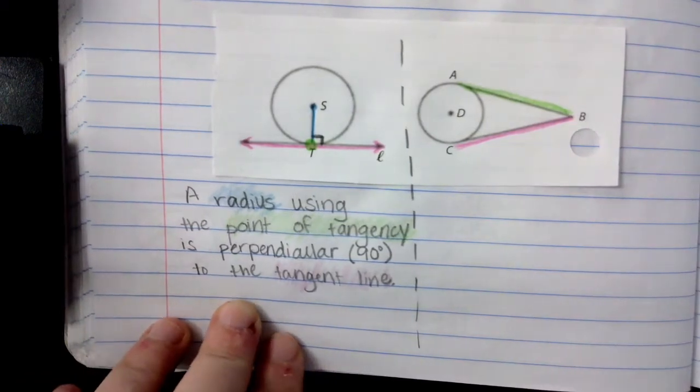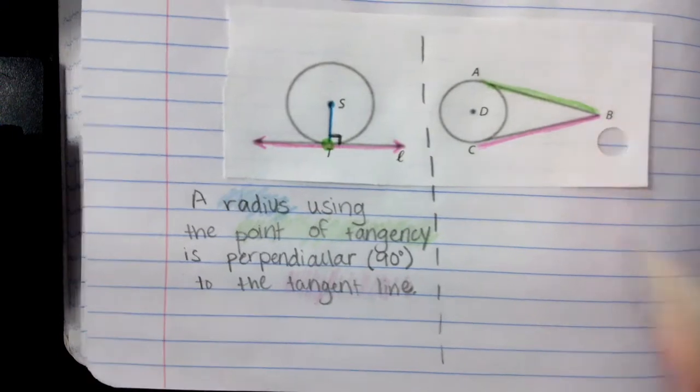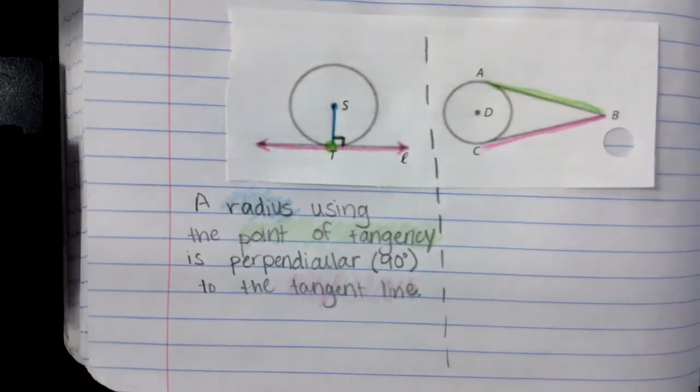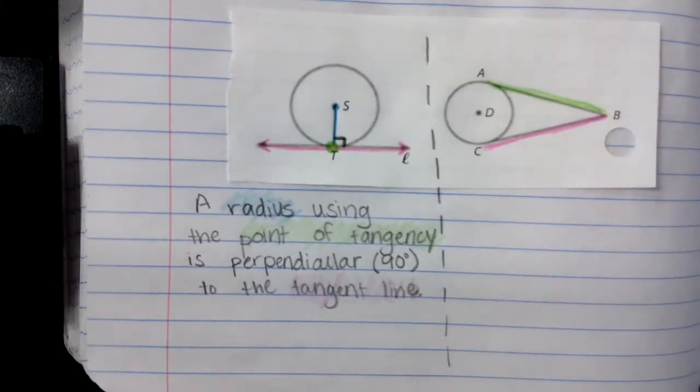Some of our papers have a hole right there where the B should be. Go ahead and just write in that B. If your hole covered up that B, maybe put a B right in that hole.